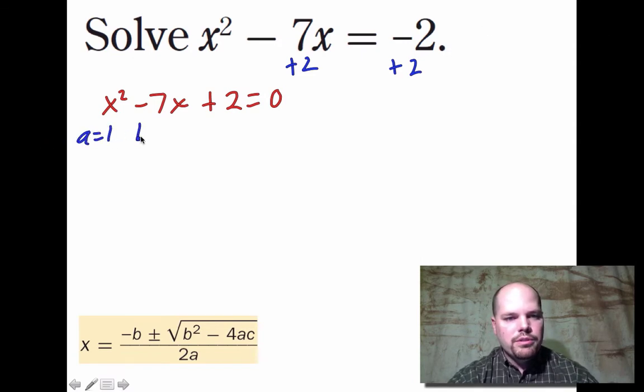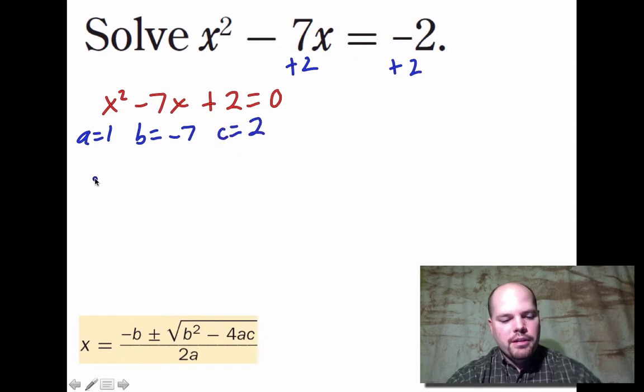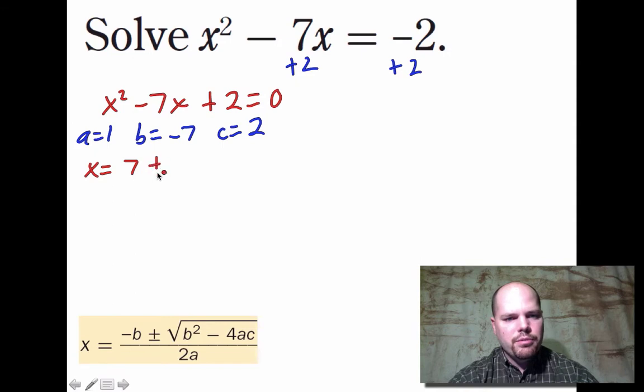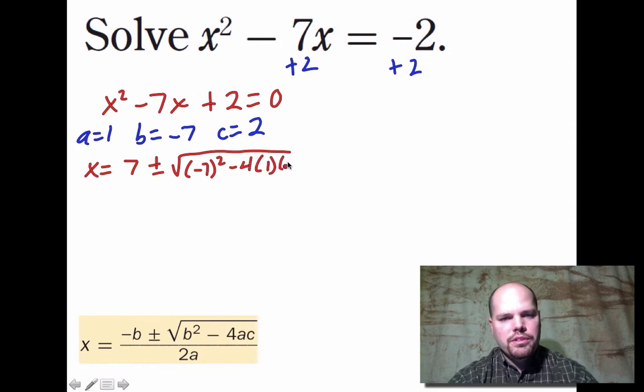What's my b value? And what's my c value? Now plug those into the quadratic formula, and we would get the opposite of b, so 7 plus or minus the square root of negative 7 squared minus 4 times 1 times 2, all over 2a.